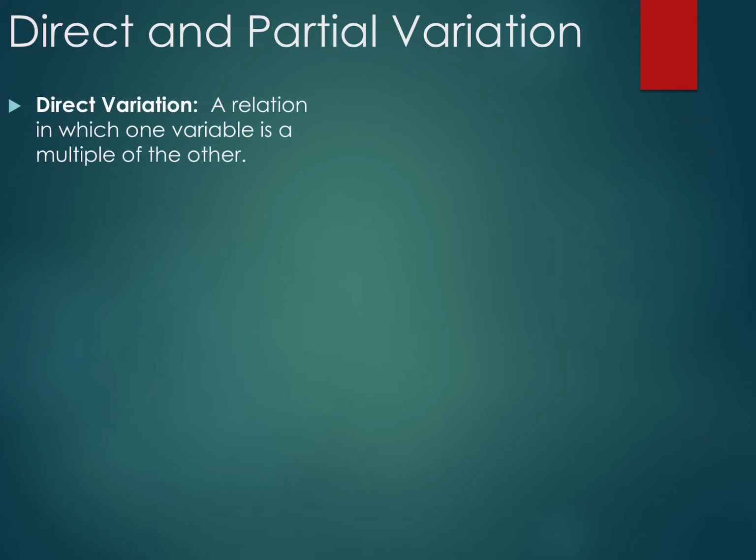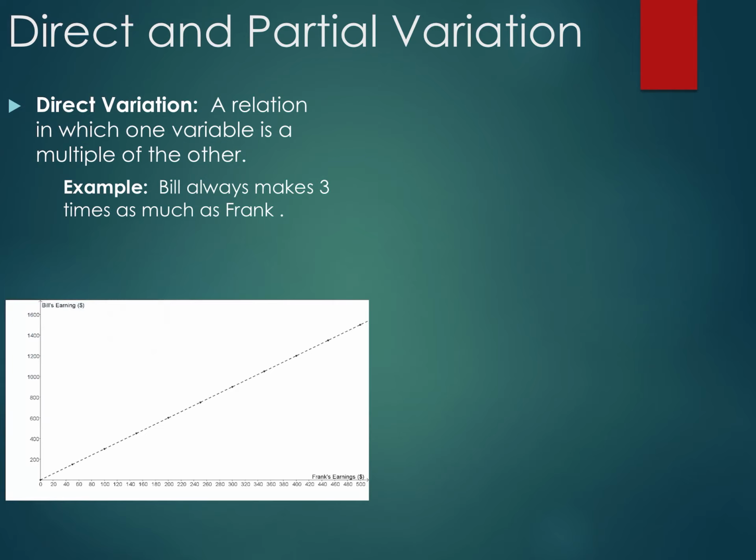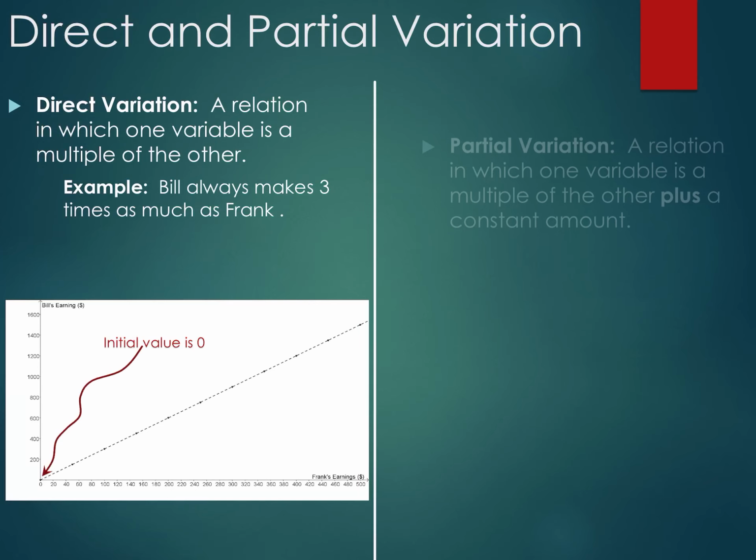Direct and partial variation. These are kind of important words because they tell you a little bit about what's going on with some equation or some relation. A direct relation is one in which one variable is just the multiple of another. So if you say Bill always makes 3 times as much as Frank, it's just one variable is just something times the other variable. And when that happens, what you get is an equation that isn't y equals mx plus b. It's just y equals mx because it goes right through the origin down at 0, 0. That's what I really want you to think about, is that direct variation will go directly through the origin.